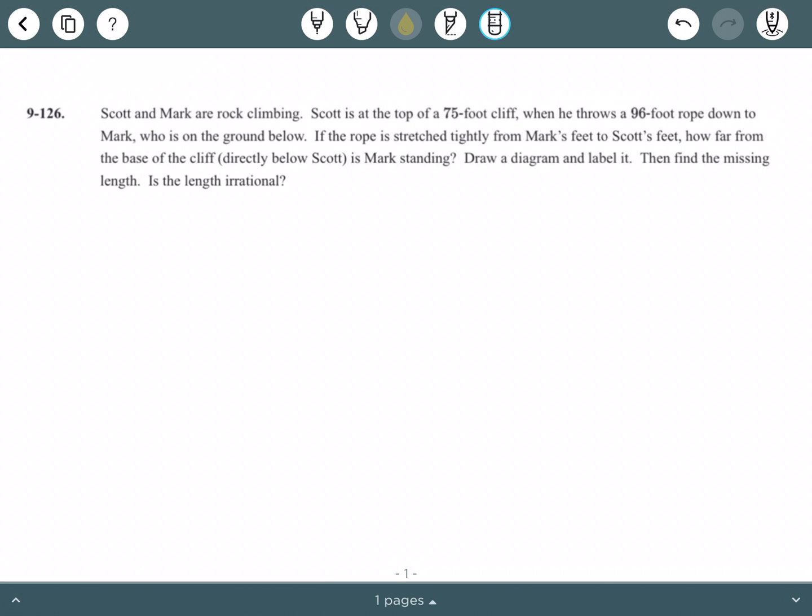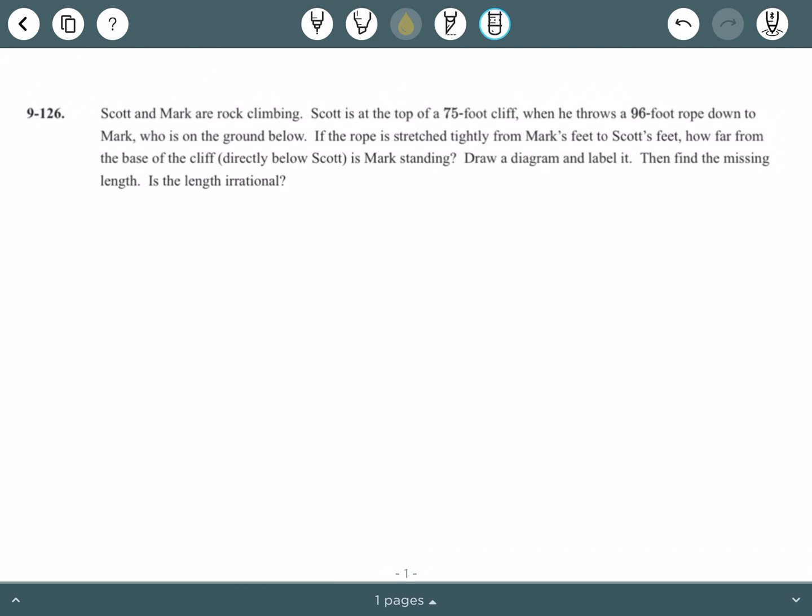Problem 9126. Scott and Mark are rock climbing. Scott is at the top of a 75-foot cliff when he throws a 96-foot rope down to Mark, who is on the ground below. If the rope is stretched tightly from Mark's feet to Scott's feet, how far from the base of the cliff, directly below Scott, is Mark standing? Draw a diagram and label it. Then find the missing length.